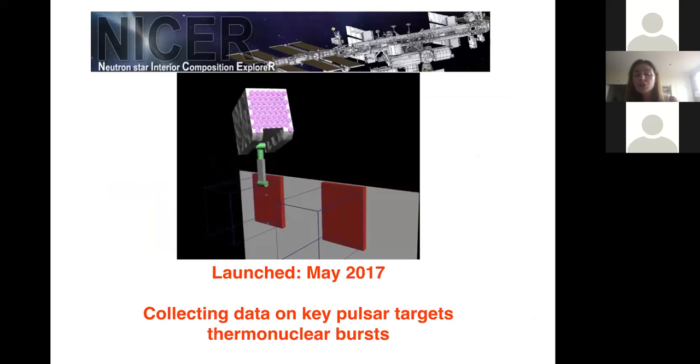The mission that was specifically designed to target such sources and to get this pulse profile with very good accuracy is called NICER, the Neutron Star Interior Composition Explorer. And it has been, since 2017, collecting data on key pulsar targets and thermonuclear bursts.